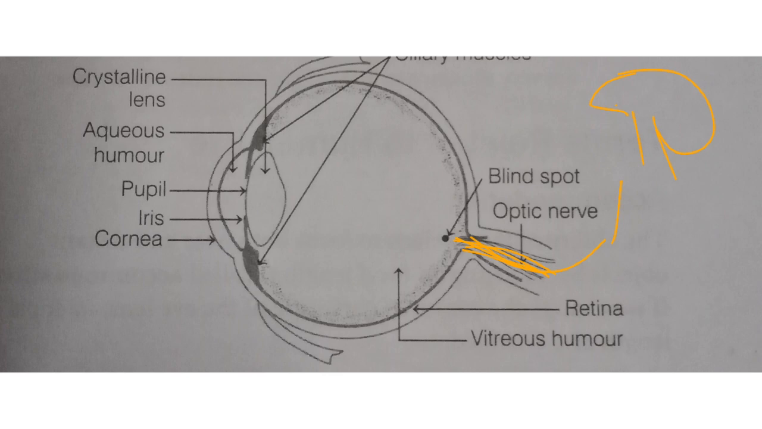With this, we have completed all the parts of the eye. We have discussed the structure of the eye. Now let us discuss the defects of the eye.